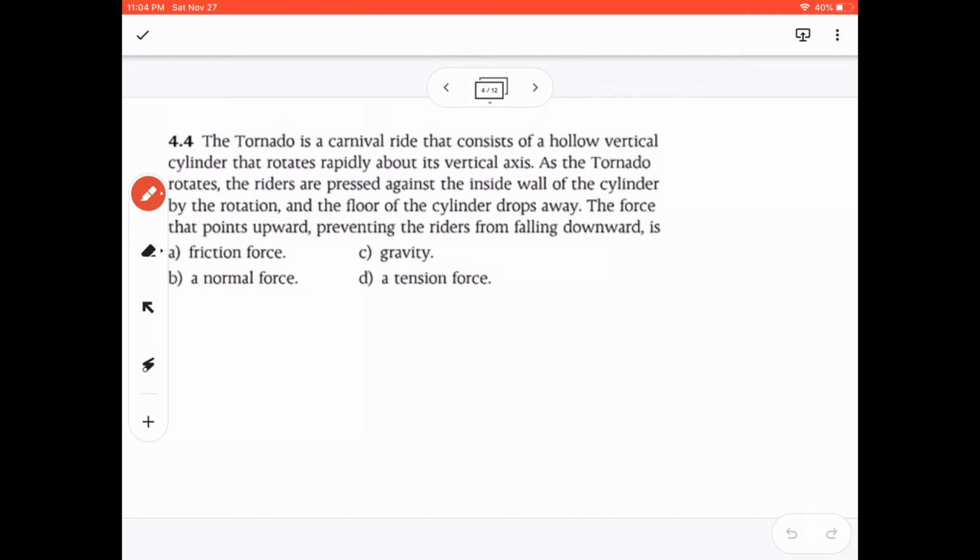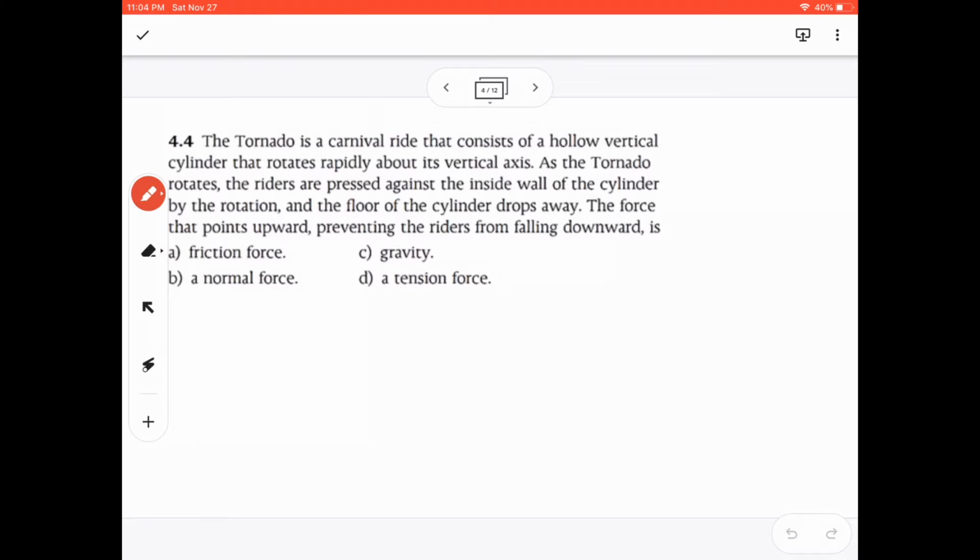Question 4. The tornado is a carnival ride that consists of a hollow vertical cylinder that rotates rapidly about its vertical axis. As the tornado rotates, the riders are pressed against the inside of the wall of the cylinder by the rotation, and the floor of the cylinder drops away. The force that points upward, preventing the riders from falling downwards is.